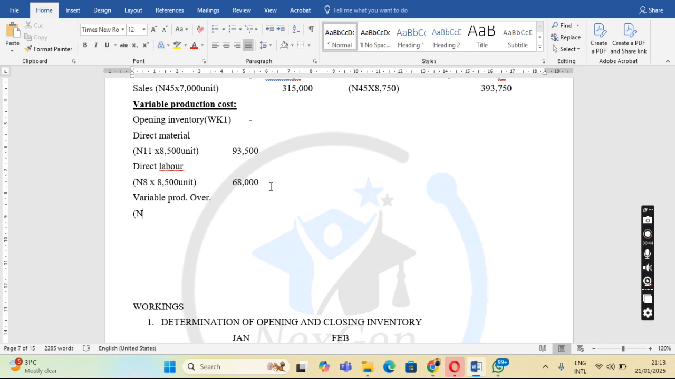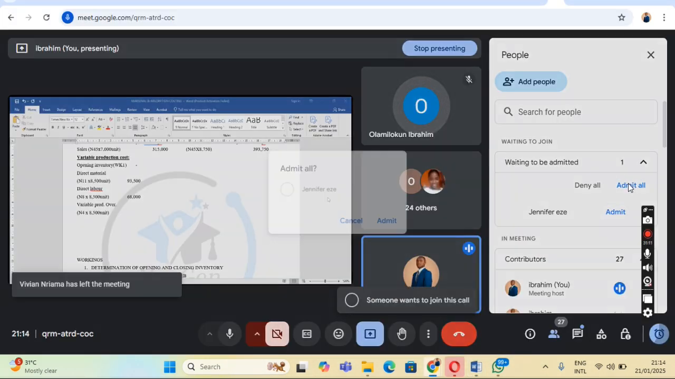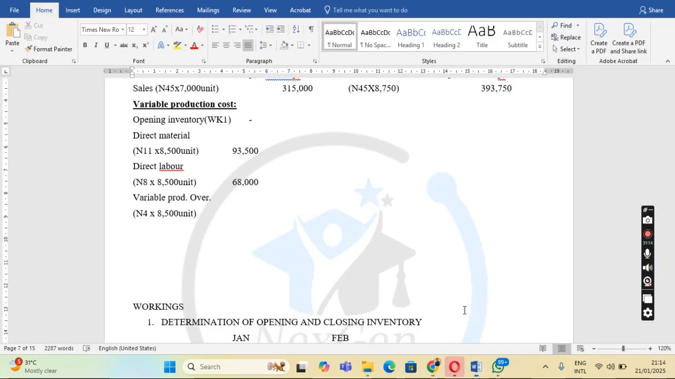So what is the variable cost per unit? It's 4 naira. 4 naira times, what is the unit produced as well? It's still 8,500 units. Don't forget that I said there is no specific format for performance management. 34,000. Okay, that's fine. Is it 34,000? Yes, it is.